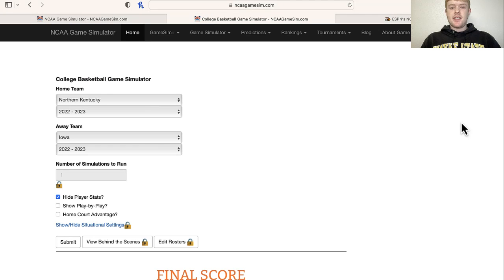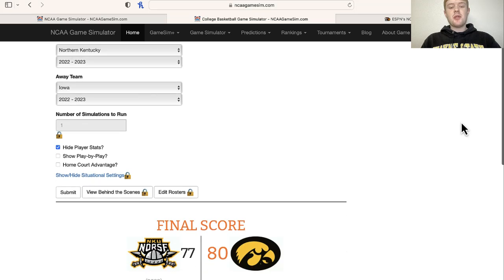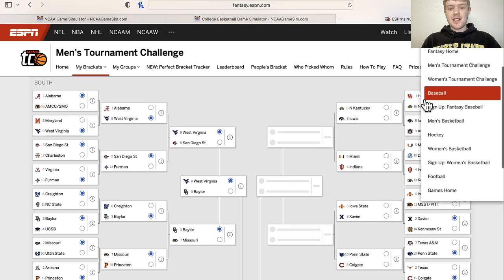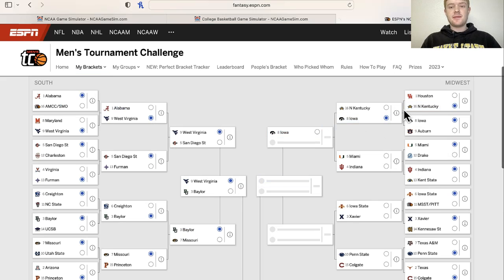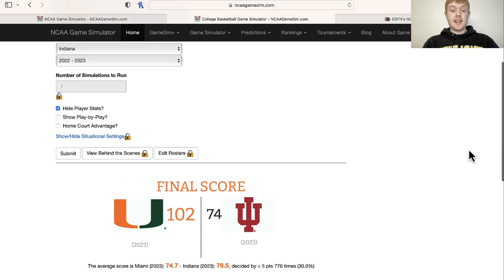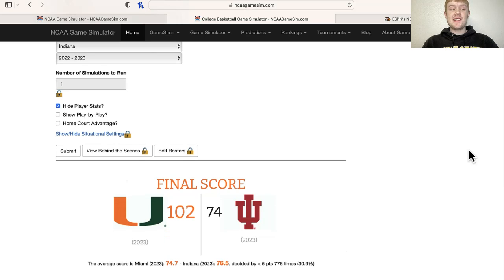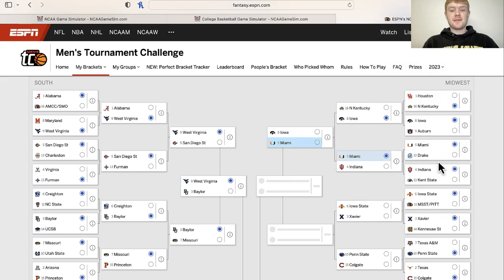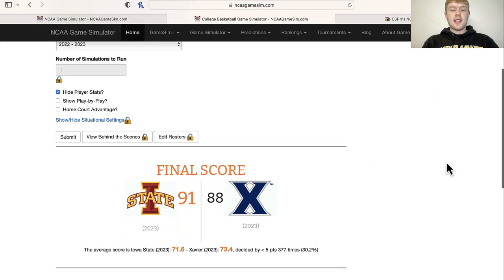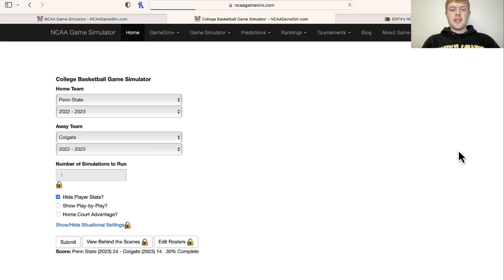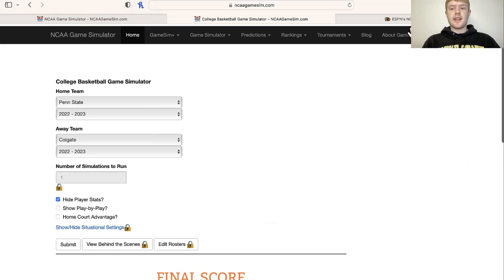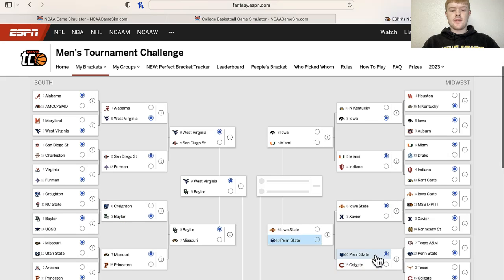Now the simulation of Iowa versus Northern Kentucky, and Northern Kentucky loses by 3. Almost pulls off another upset, but Iowa moves on. And in the matchup of Miami and Indiana, Miami scores 102 and beats Indiana by a lot. Miami moves on. Next game we have is Iowa State versus Xavier, and Iowa State pulls off the upset. Iowa State moves on. And next up is a match between 10 and 15 seed, and Penn State beats Colgate pretty handily. They move on.